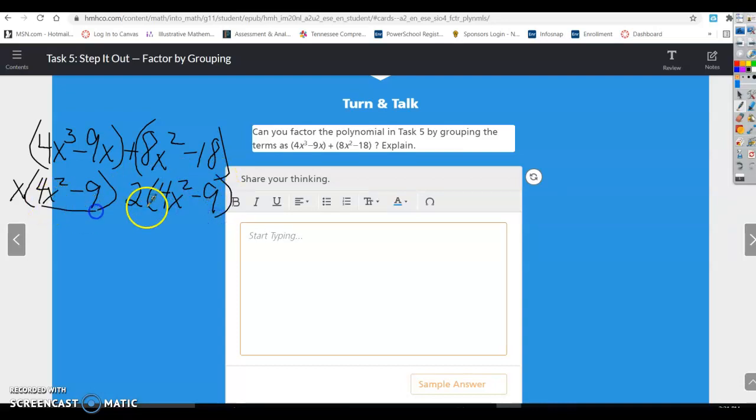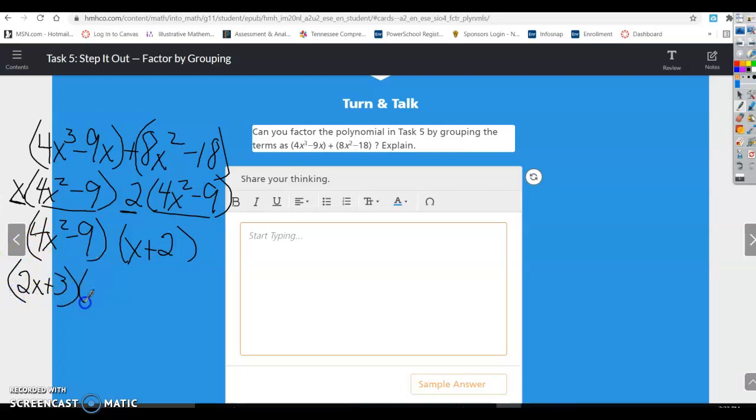So you can see now our common factor is 4x squared minus 9 is one factor, and then x and a positive 2 is our other factor. And then again, this is a difference of squares. So 2x plus 3 and 2x minus 3 is this in factored form, and then x plus 2.